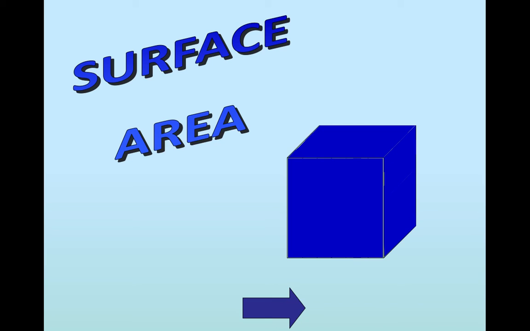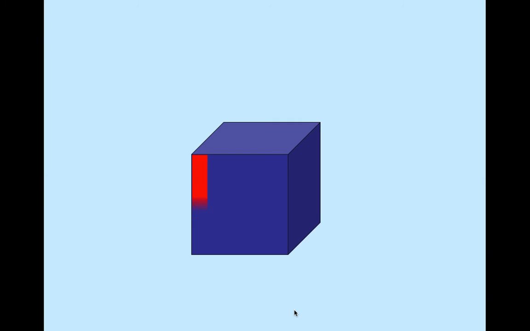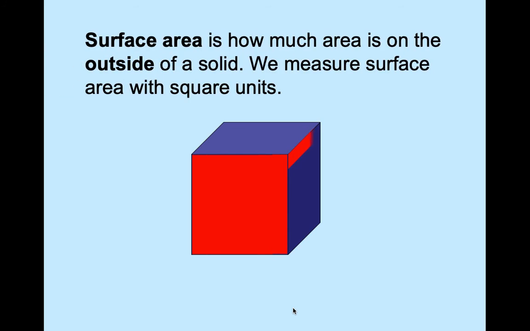Hopefully, you came to the conclusion that surface area is to do with the area of each of the faces of a 3D solid, and we're going to go through some specific examples. What we need to do when calculating surface area is to find out how much of the surface we can see on the outside of the shape. We measure it with square units. I would like you to copy this down in your books.